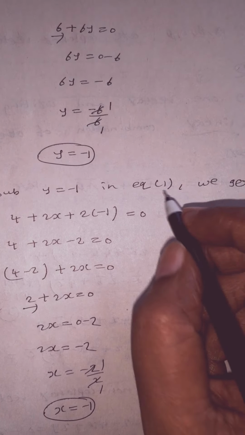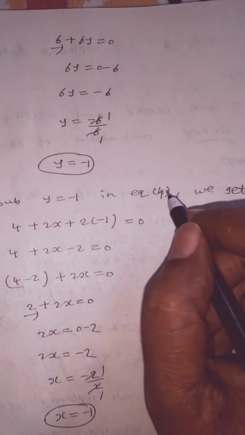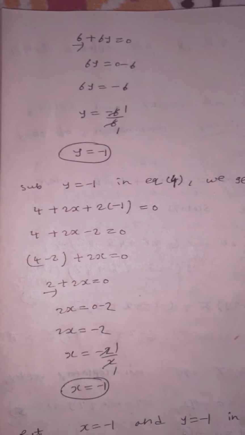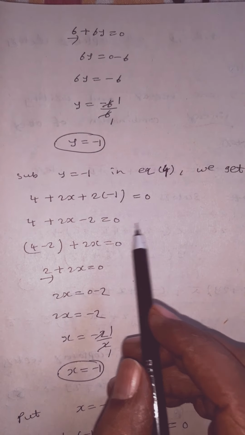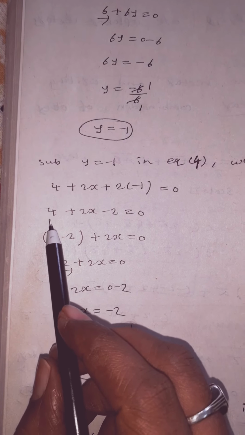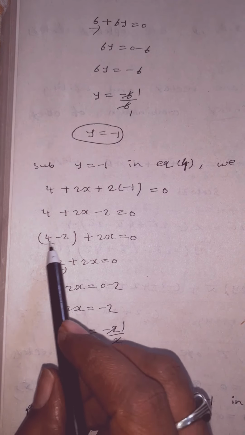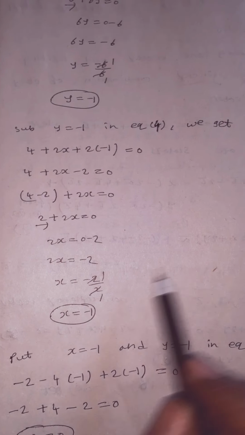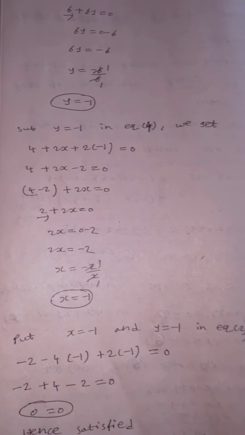Substitute y equal to minus 1 in equation number 4, children. In equation number 4 we get 4 as it is, plus 2x as it is, plus 2 into the y value, which is minus 1. So plus into minus is minus 2. Write the constants separately: 4 minus 2 plus 2x equal to 0. 4 minus 2 is 2, children. Send 2 that side, plus will become minus. 0 minus 2 is minus 2. Therefore x is equal to minus 2 by 2. So x is equal to minus 1.